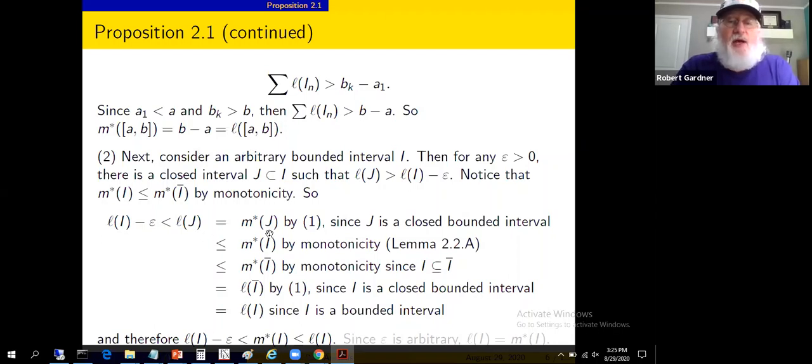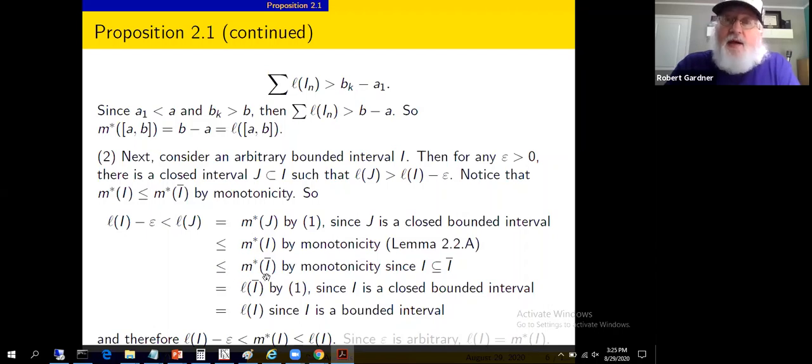So the length of J is the outer measure of J. We know J is a subset of I. Well, if J is a subset of I, monotonicity gives us a less than or equal to. The outer measure of J is less than or equal to the outer measure of I, by monotonicity. We know the outer measure of I is less than or equal to the outer measure of I closure.